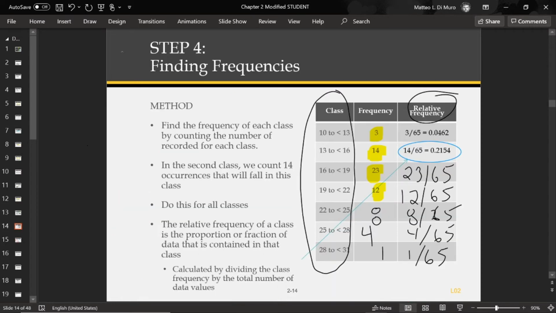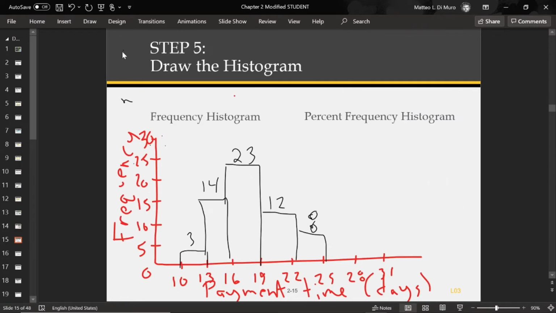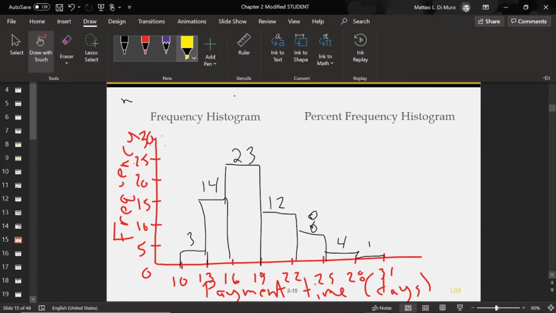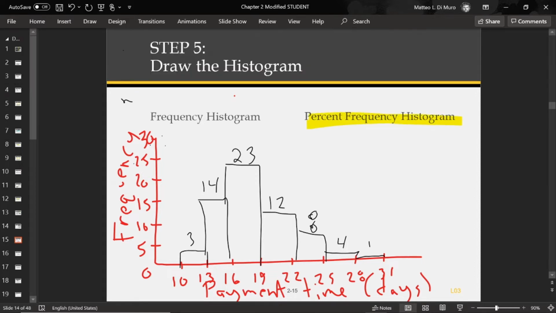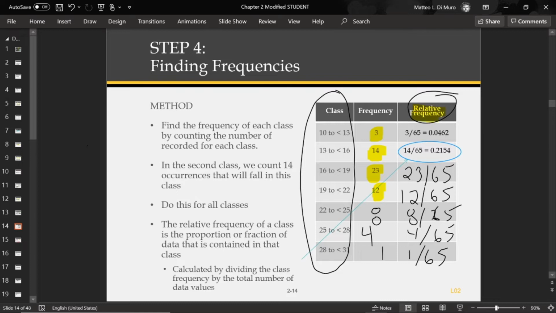The class 25 to 28 had 4. So here we go. Now that's a questionable 4, but there it is. And then we had 1 like that in the last class. There. So this is a frequency histogram. What's the deal with the percent frequency histogram? Well, that's why our table had these relative frequencies or percentages.